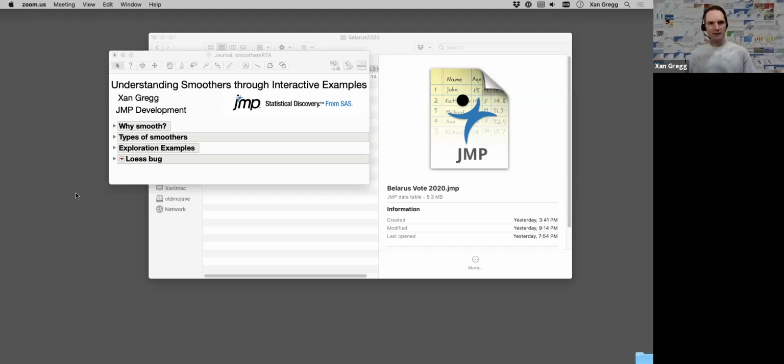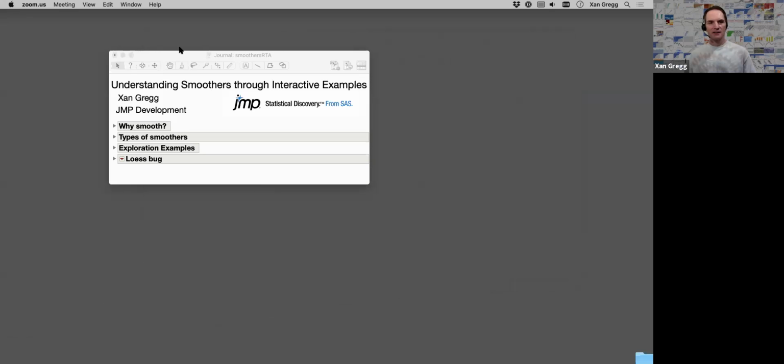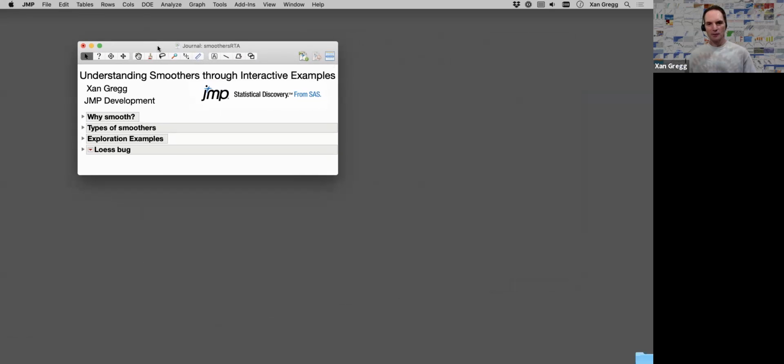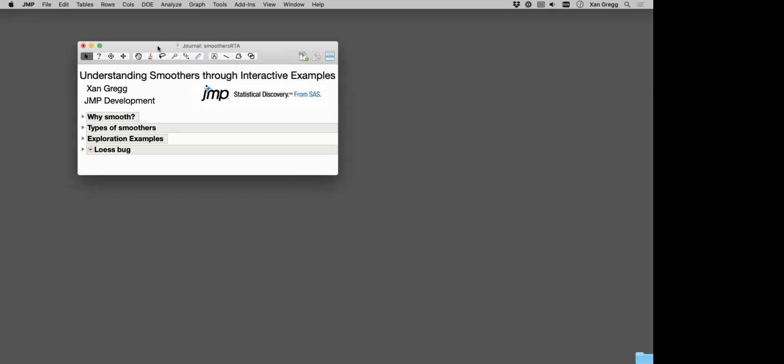Okay. So let me see if I can share screen, share desktop. Okay, so I've just got one window on a gray background. Can we see it?